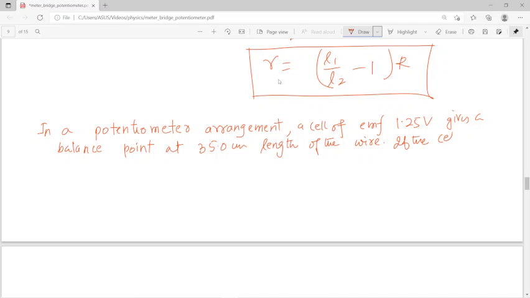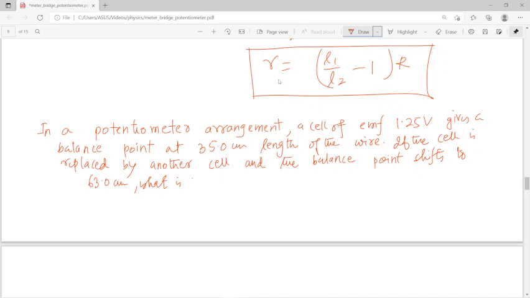If the cell is replaced by another cell, and the balance point shifts to 63.0 centimeter, what is the EMF of the second cell? That is the simplest question that can be formed by using potentiometer.